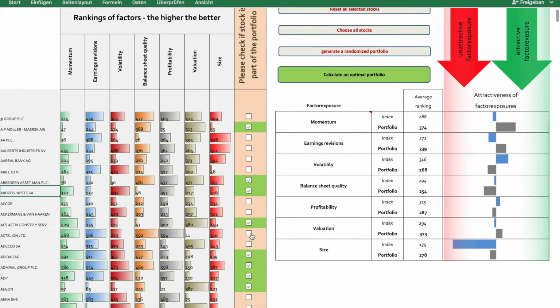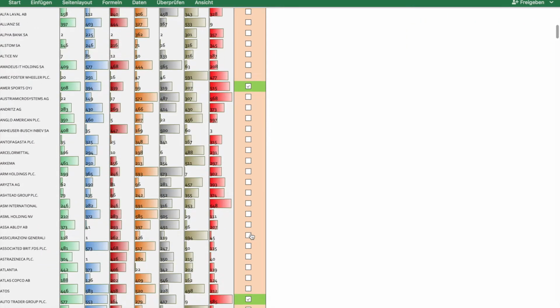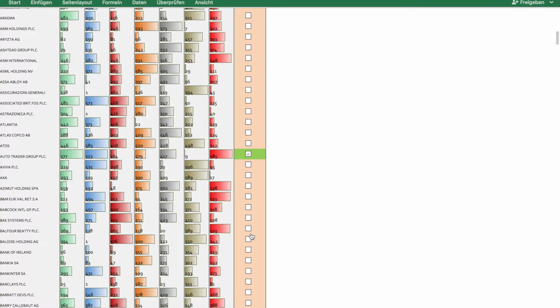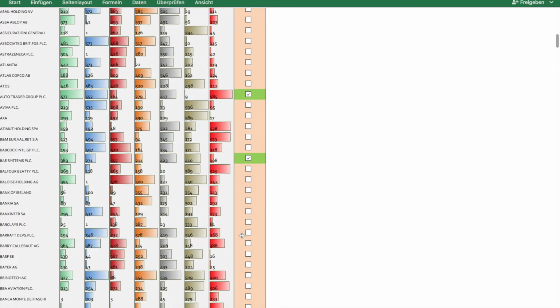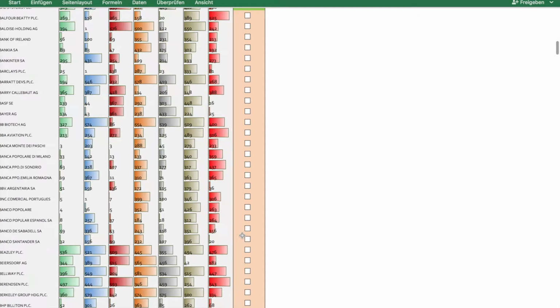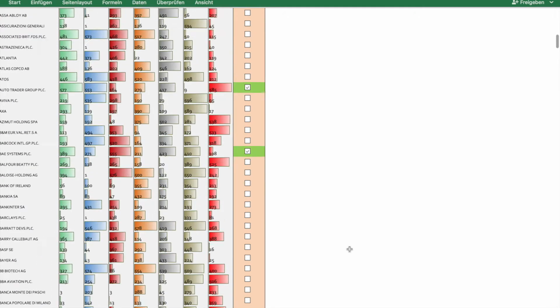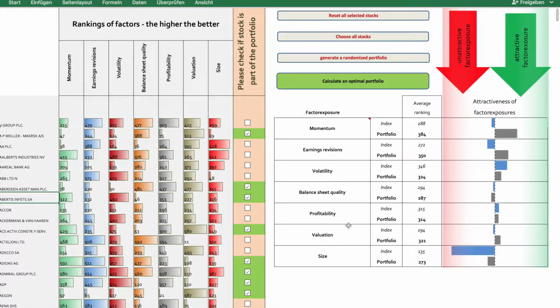We could buy the BAE Systems, British Aerospace. What else could we do? We could maybe buy the Beasley and the Beiersdorf to compensate for the rather bad exposure towards Minvol. That has worked. Volatility properties are now okay, more or less, but look at size. Now the exposure towards mid and small caps is not that great anymore.